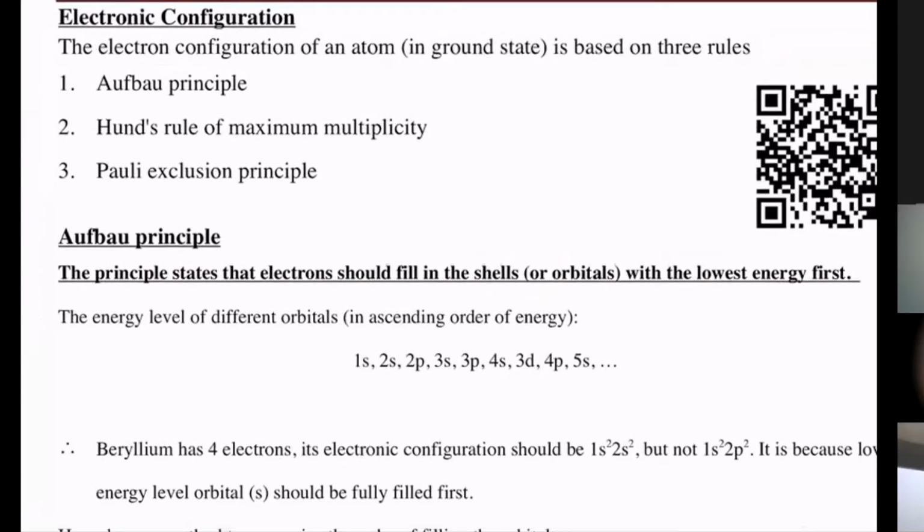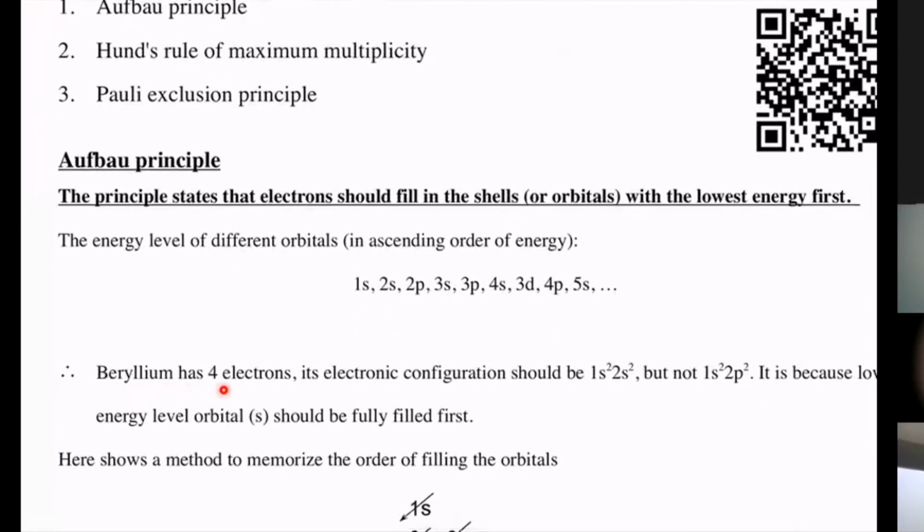Okay, so that's what I just talked about. It must fill in the 1s orbital first. So we must put 2 electrons in the 1s orbital, and then we could start to put the 3rd electron in the 2s orbital. It's not going to be 1 in 1s and then 1 in 2s. For example, beryllium has 4 electrons, so it must be 1s2, 2s2, not 1s2, 2p2. You can see 2p has a higher energy level than 2s, so we must fill in the 2s orbital first.